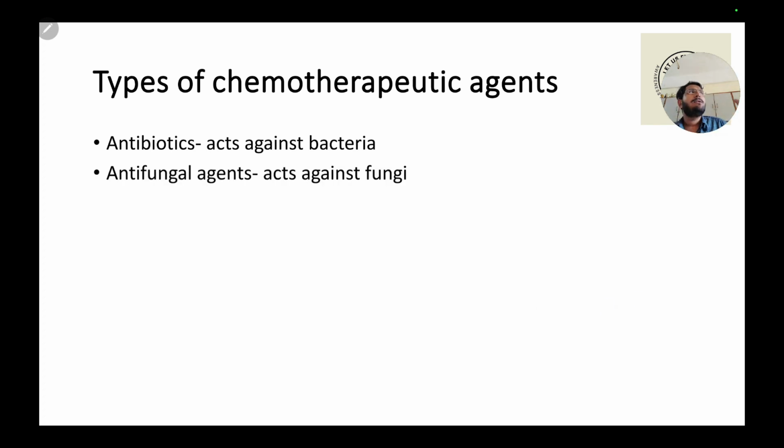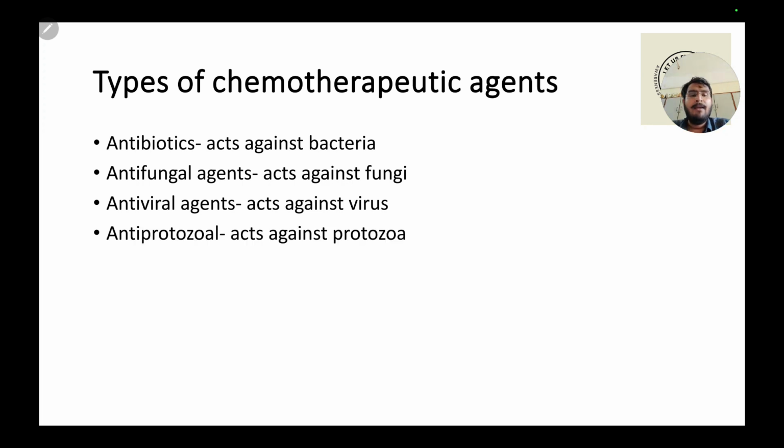If you want an agent which acts on fungi, the term you use is antifungal agent. If you're talking about agents which can act against viruses, then you're talking about antiviral agents. And if you're talking about agents that act against protozoa, then we are speaking of antiprotozoal agents. These are the major categories of chemotherapeutic agents, prescribed on the basis of what infection we are suffering from. Please remember these terminologies because we have a tendency to use these terms interchangeably, which completely changes the meaning. Hence, understanding these terms and using the correct terms is very, very important.